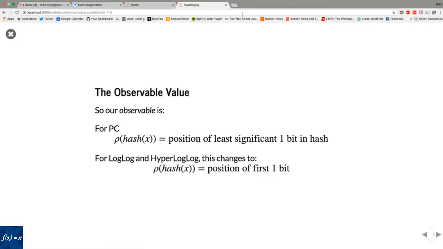In the case of probabilistic counting, that's the least significant 1 bit. In the case of LogLog and HyperLogLog, it's the leftmost 1 bit.